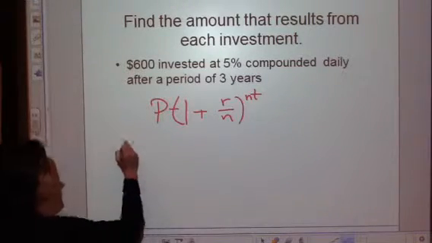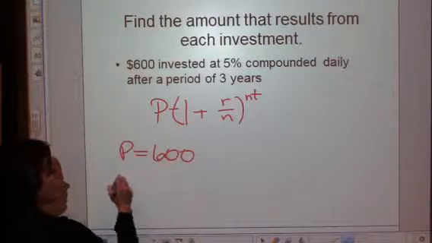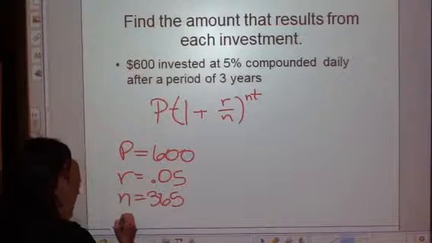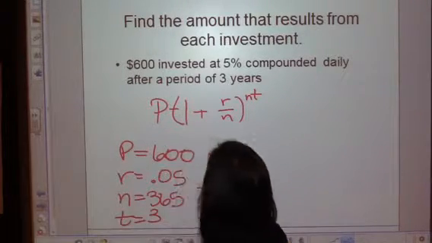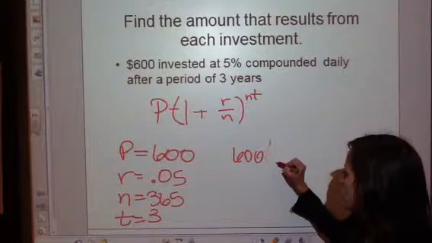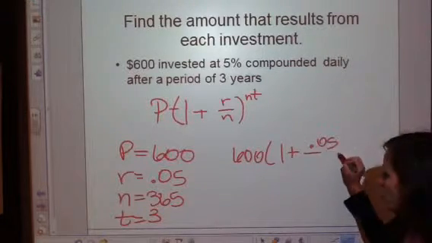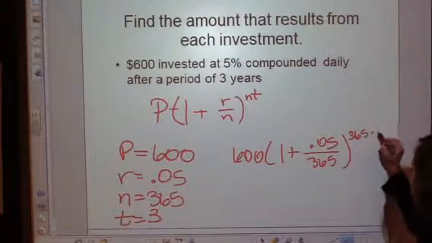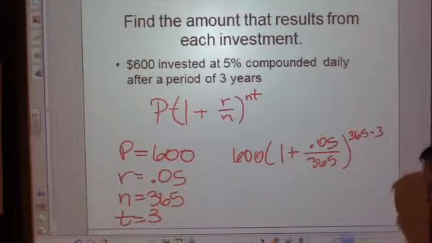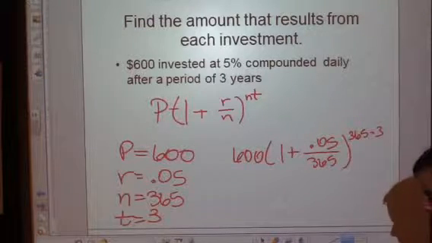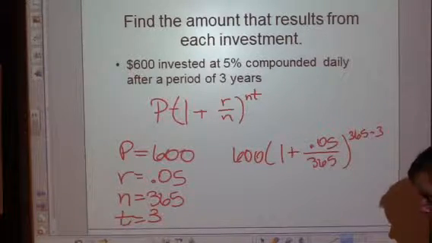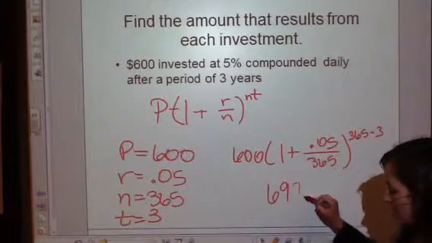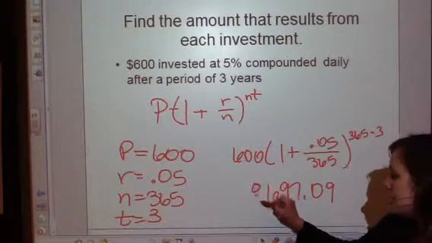You should have said P is 600, r is 0.05, n is 365, and t is 3. So when you plug into your equation, you will get 600 times 1 plus 0.05 divided by 365 to the 365 times 3, and I put parentheses around that, and you get $697.09. And you're done.